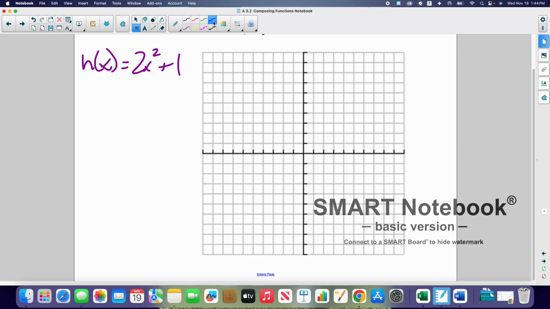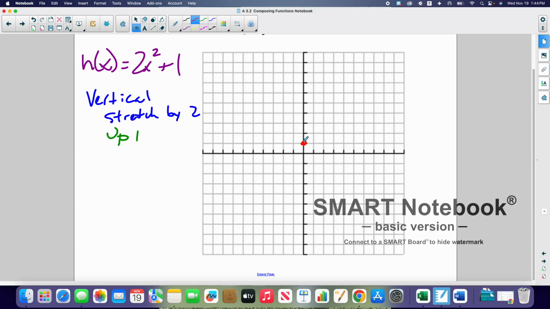All right. So what transformations do you see in this one? There's a vertical stretch by 2. What else? Up 1. By the way, what is the shape of this graph? It is a parabola. That is correct. Okay? So my parabola normally starts at 0, 0. But I'm going to go up 1. So there's my vertex right there. I moved it up 1.